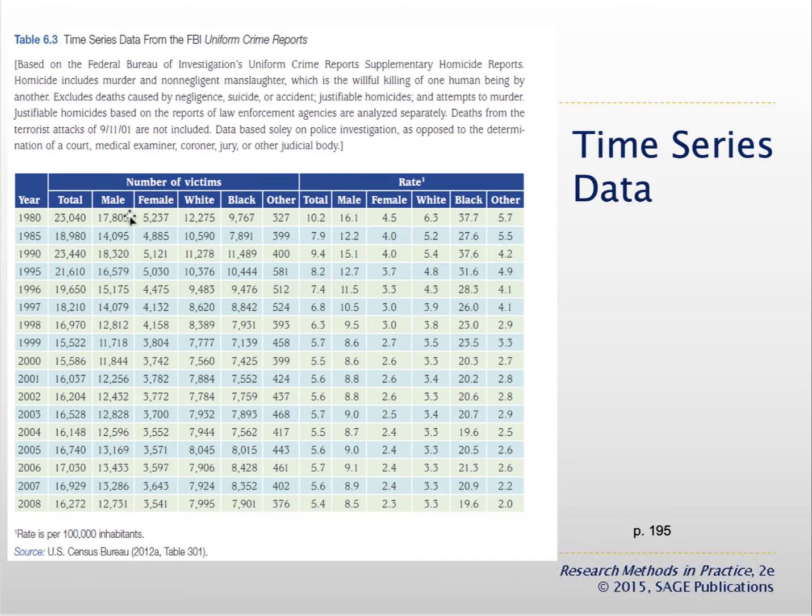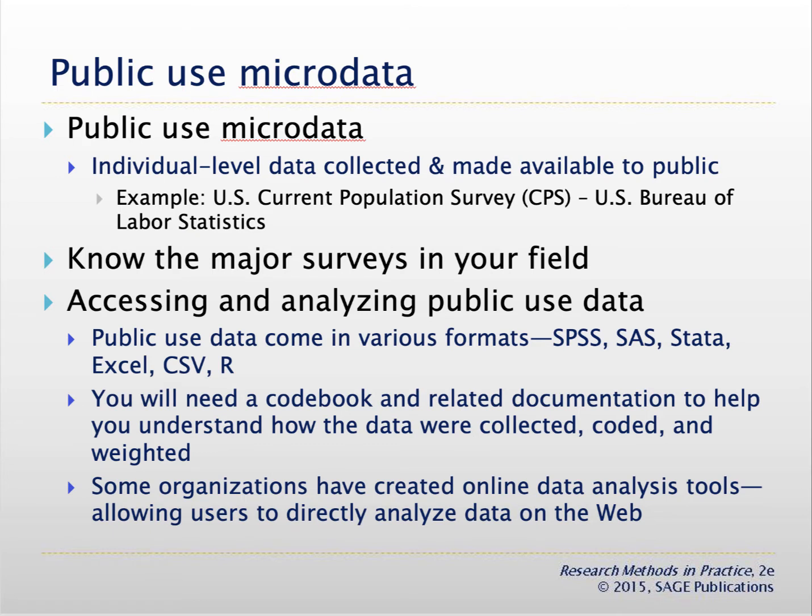So now we're getting from the FBI Uniform Crime Reports, you have numbers over years, you have the number of victims broken up by sex and race, and you also have the rates for them. And again, increasingly you can download that directly as well as getting the paper tables. But you also, for a lot of data, can get the microdata.